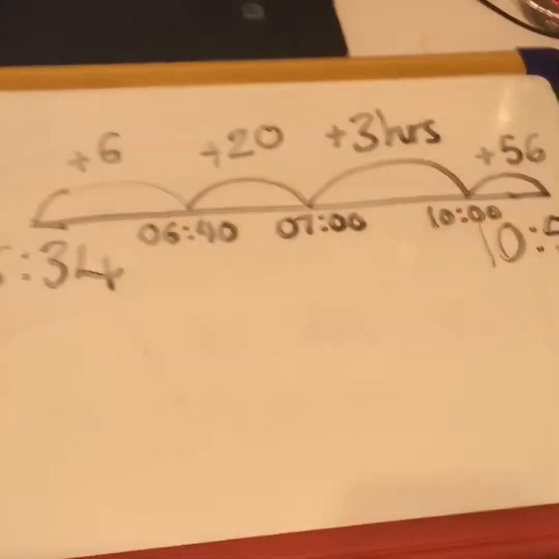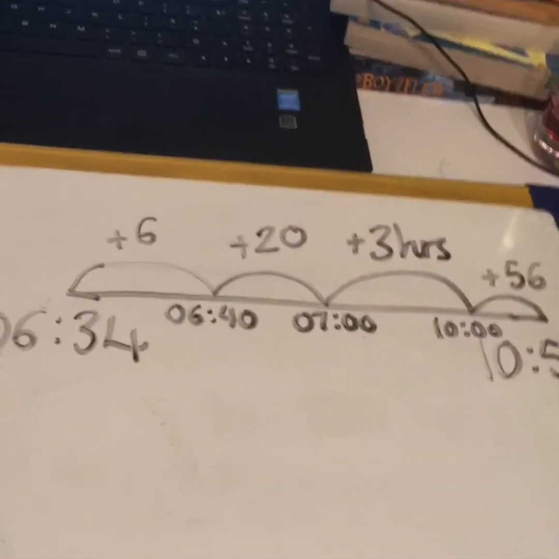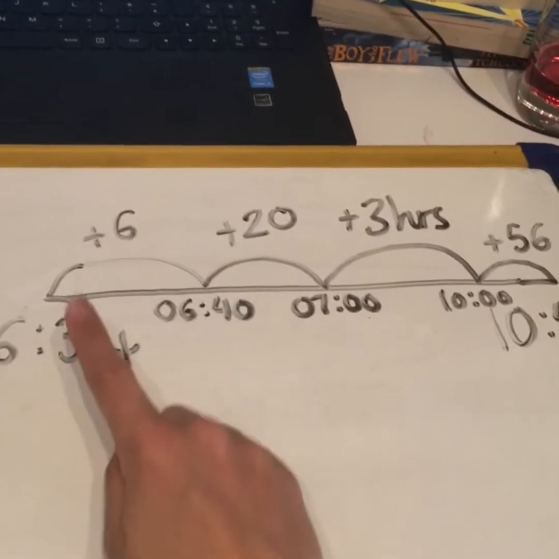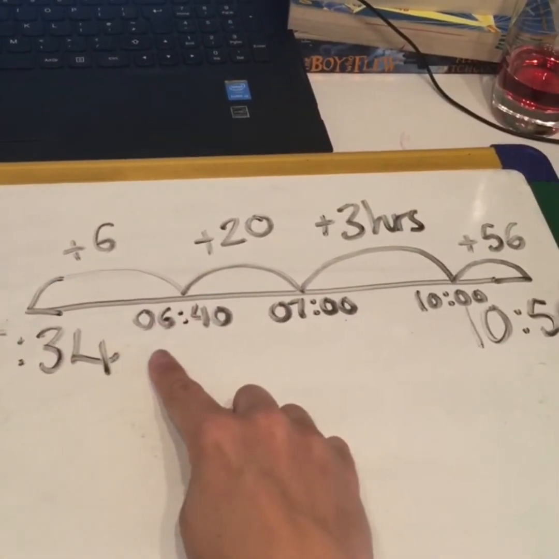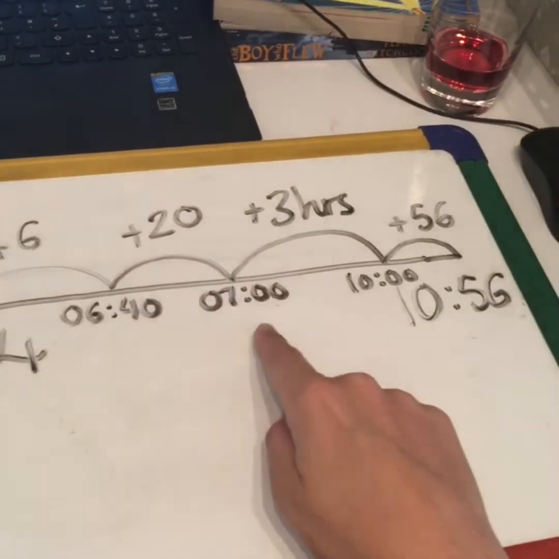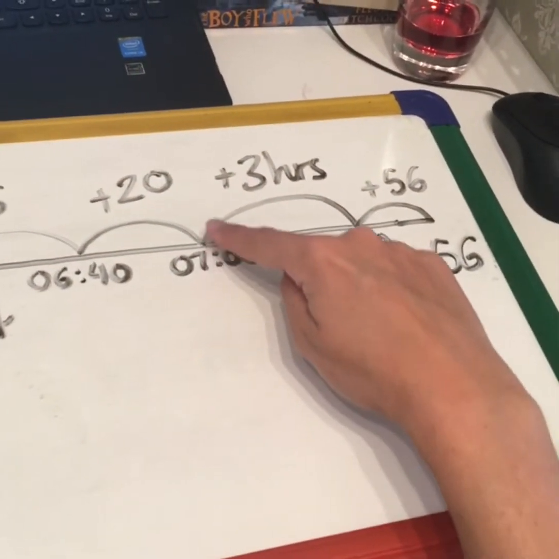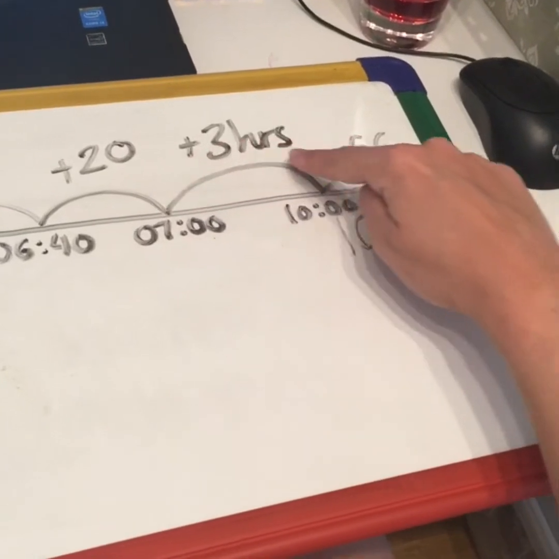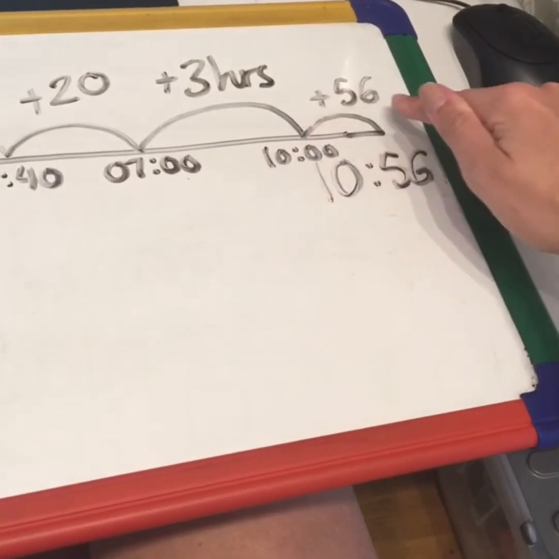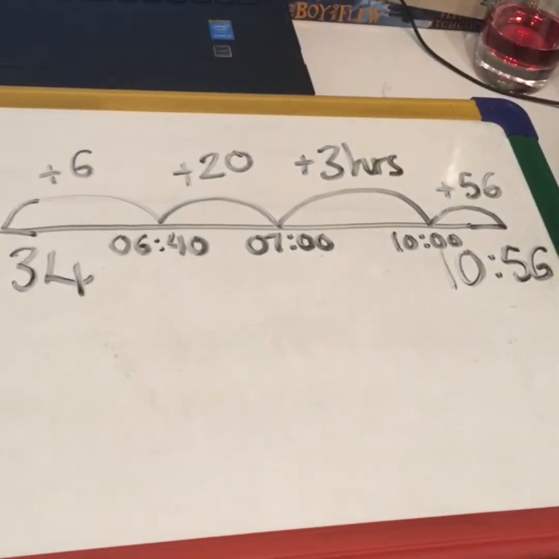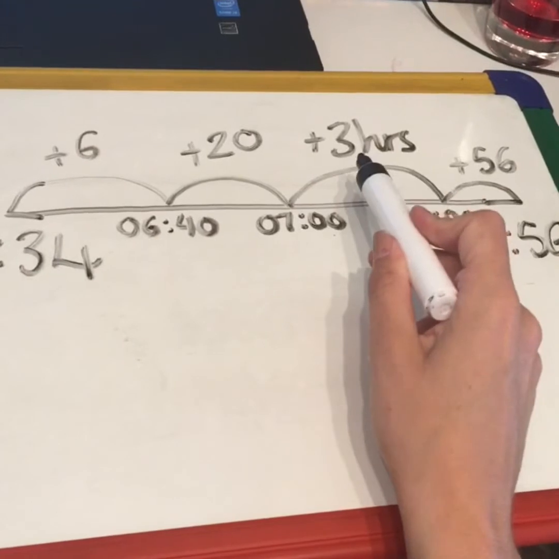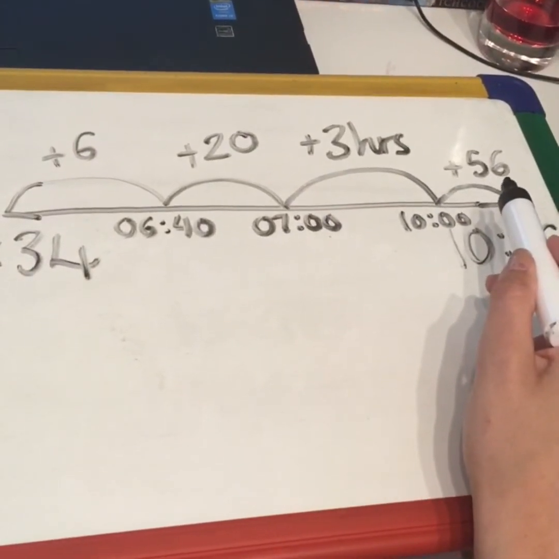So to work out how long it's going to take him then, we're going to draw a number line. So I've gone from 6:34, I've added 6 minutes to get to 6:40. Then I've added 20 minutes to get to 7 o'clock. And then I've done a big jump here, 3 hours to get to 10 o'clock. And then to get to 10:56, I've added another 56 minutes. So to add all these up then, we've got 3 hours and 56 minutes.